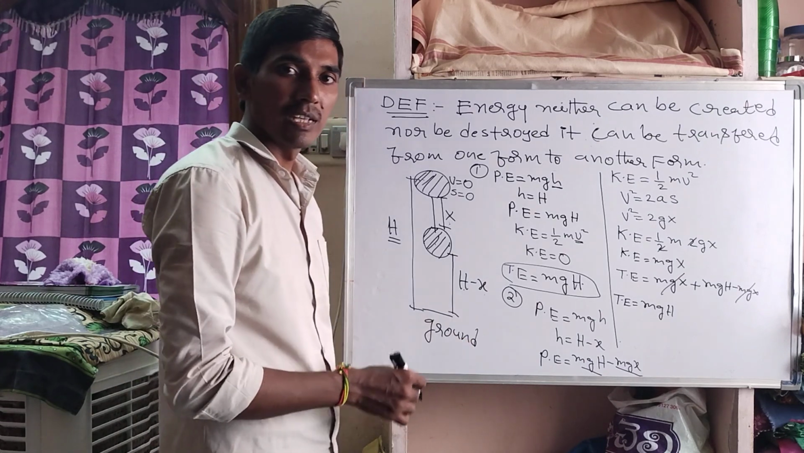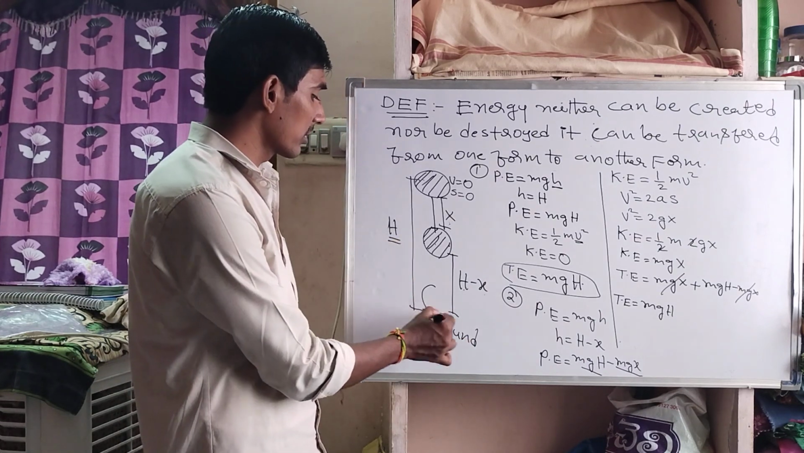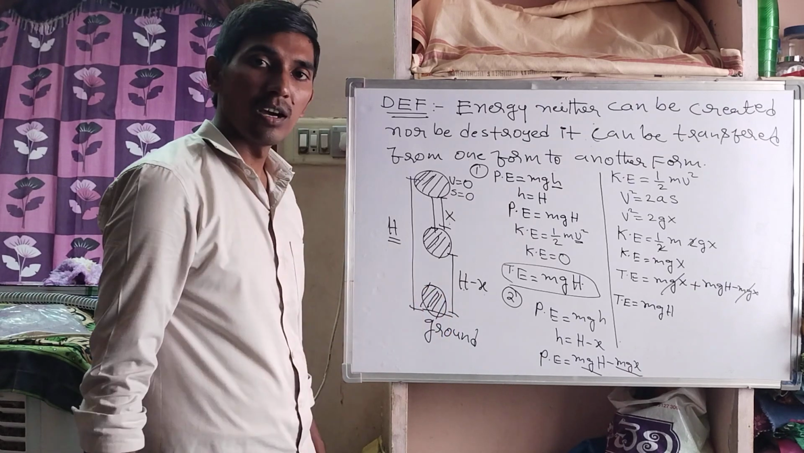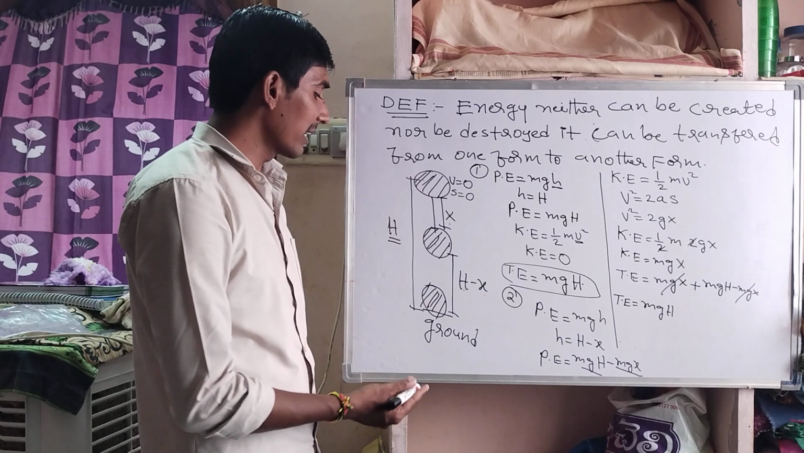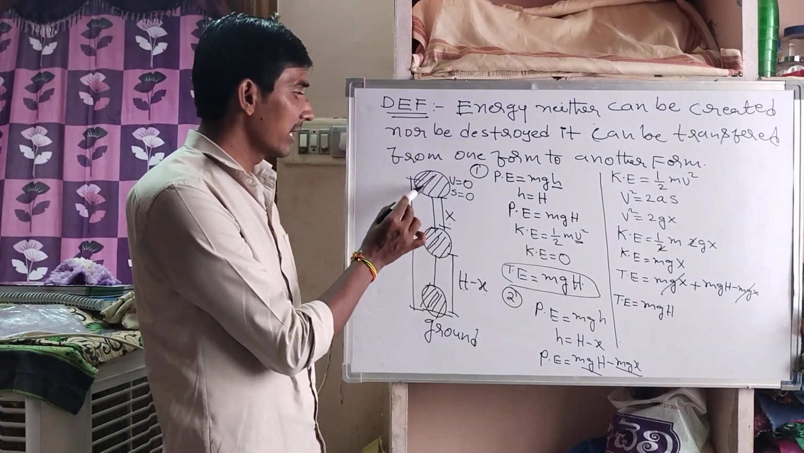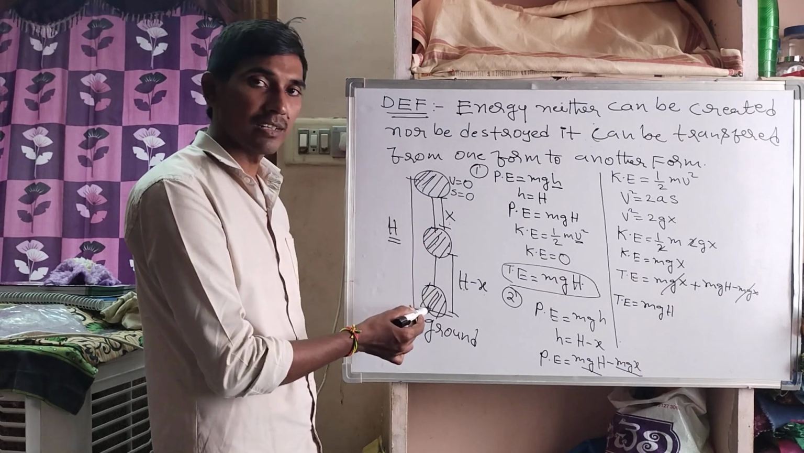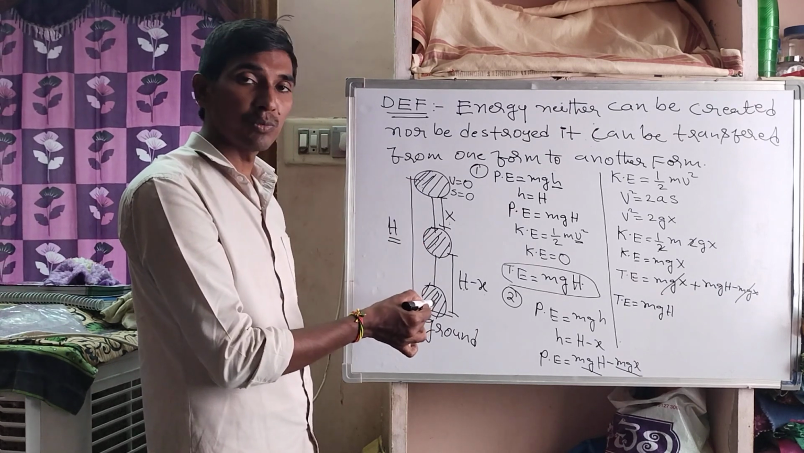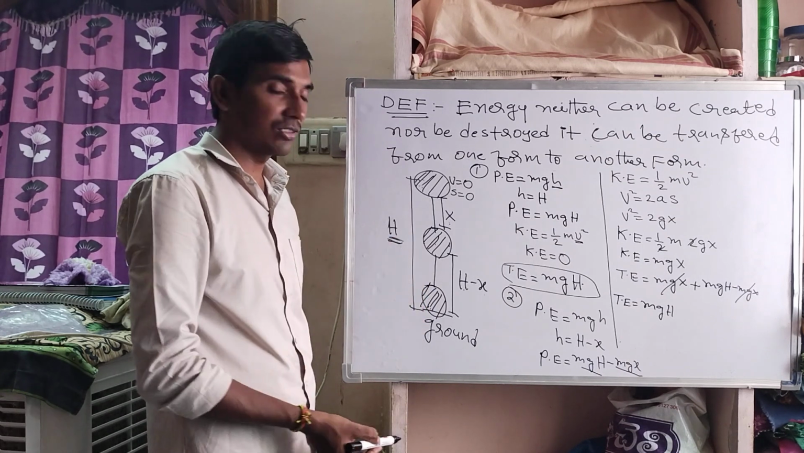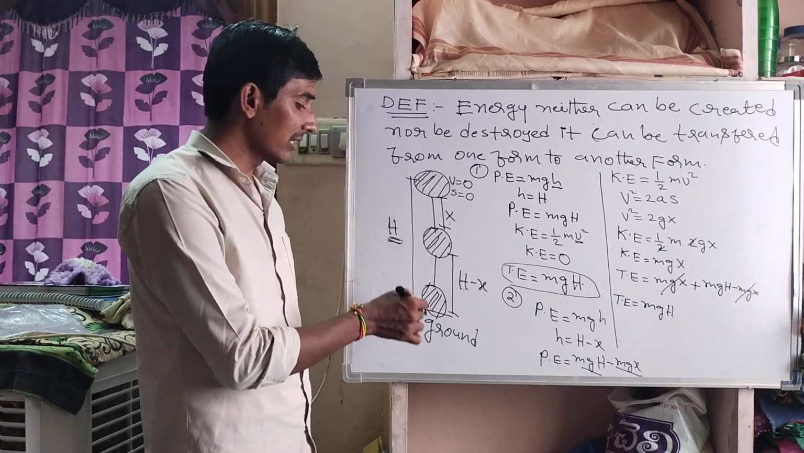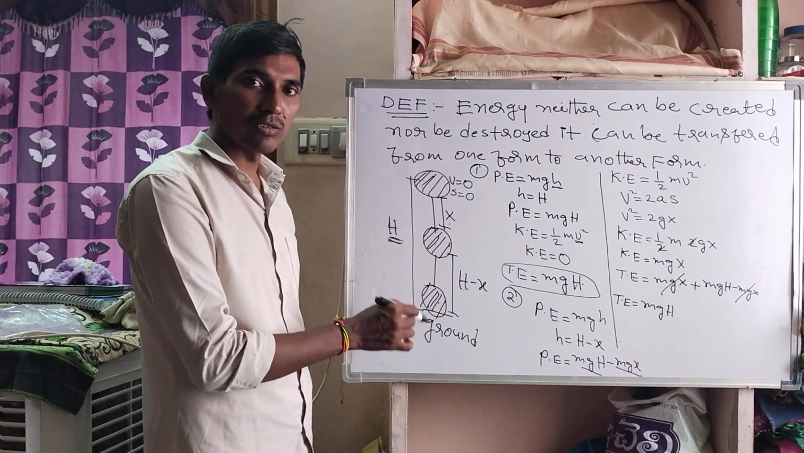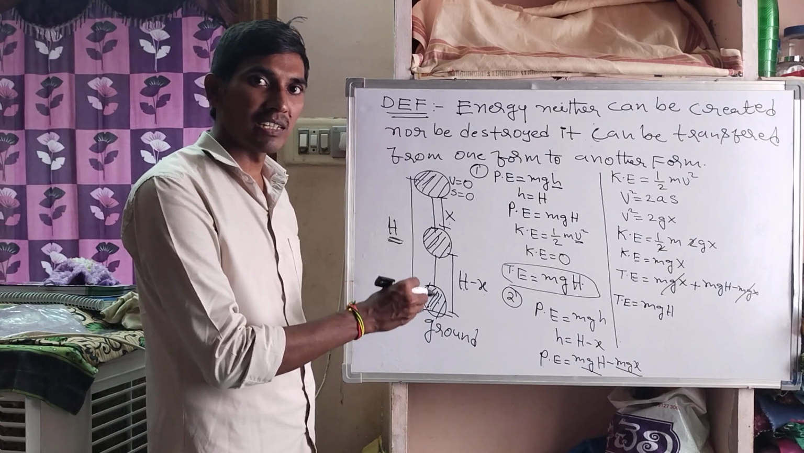We can now find the total energy in the third position of the object. Here the object has an initial position and a final position. The displacement between those positions is equal to the height h, and in this position the height of the object is 0 because the object has reached the ground.